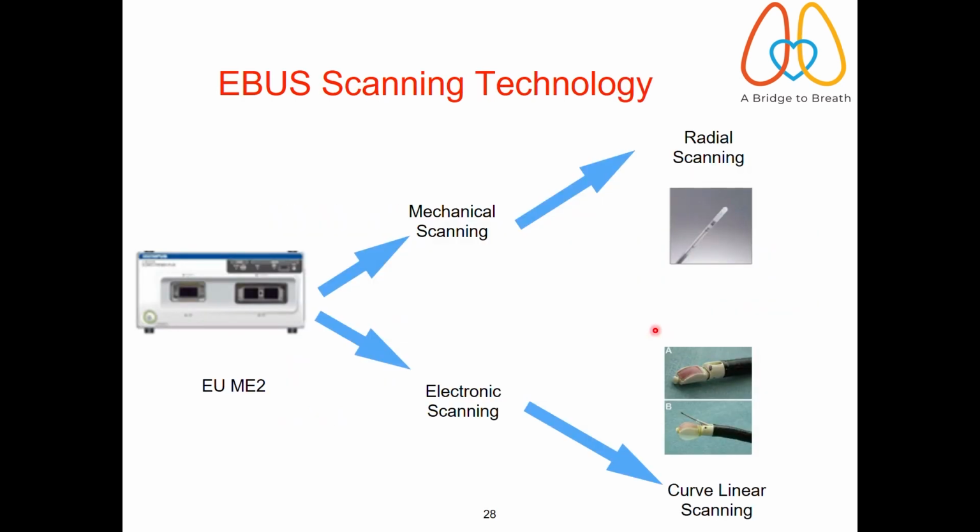Now most of the people are using EU-ME2. This port is for the radial EBUS. This port is for a linear.